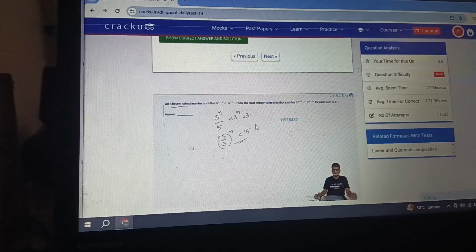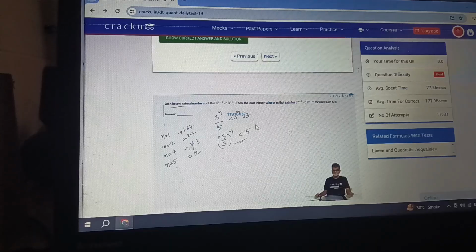Clearly (5/3) to the power n increases as n increases. When n is 1, it will be 1.67. When n is 2, it will be approximately 1.67 whole square, so approximately 2.7. When n is 4, it will be approximately 2.7 whole square, which I think will be around say 7.3 or 7.4, something like that. When n is 5, it will be 7.3 into approximately 1.7, so it will be around 12, maybe slightly more than 12.